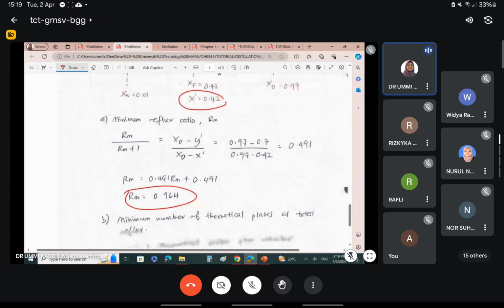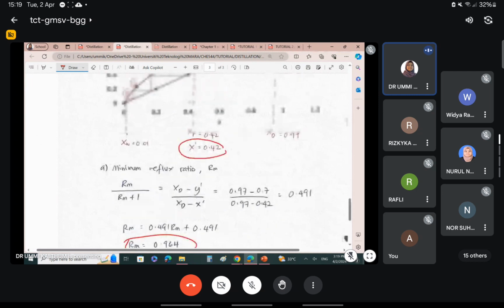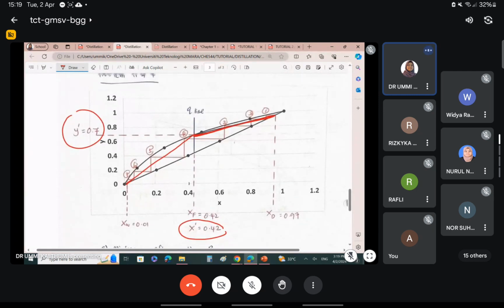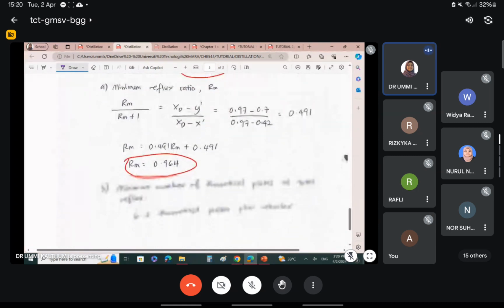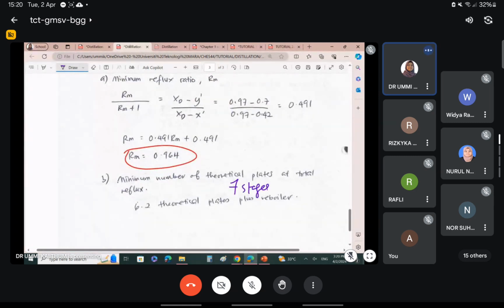Okay. And for the minimum number of theoretical plates at total reflux, simply go to the 45 degree line, to the equilibrium line, the 45 degree line. Because the enriching operating line and stripping operating line coincide with the 45 degree line. So this is the stages at total reflux. How many are there? 7. Okay, 7 stages including the reboiler.